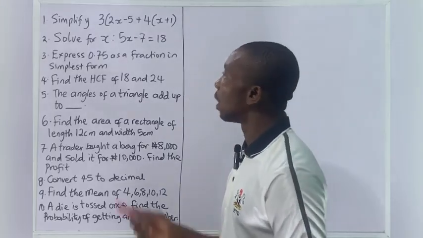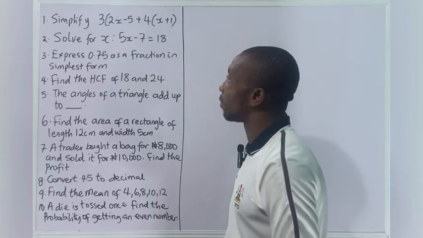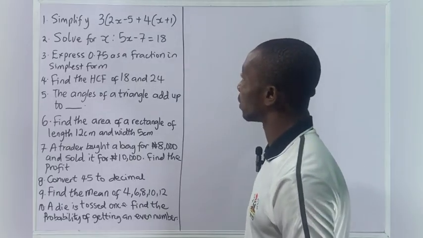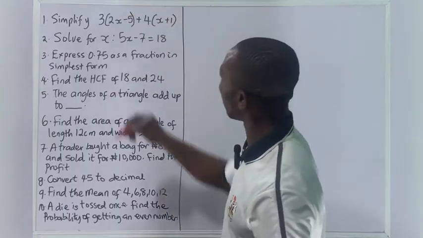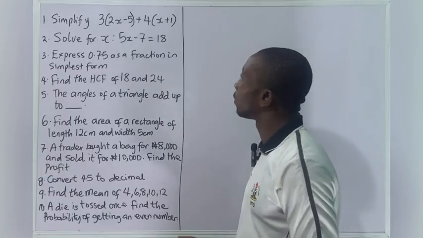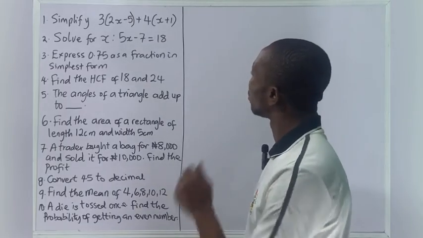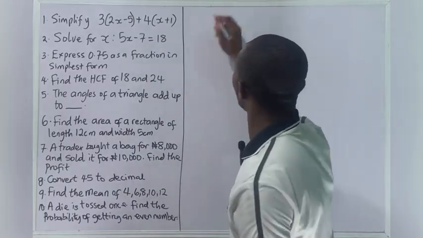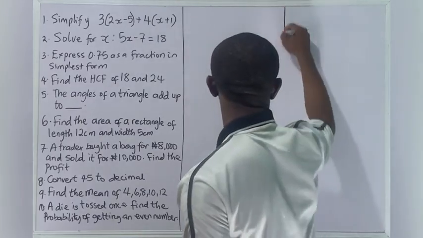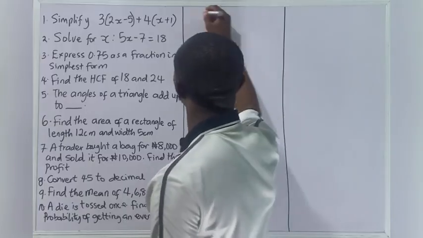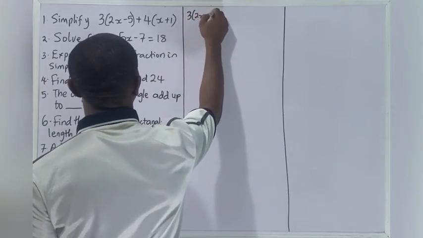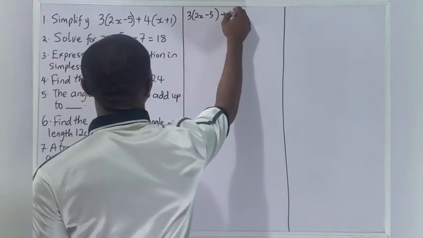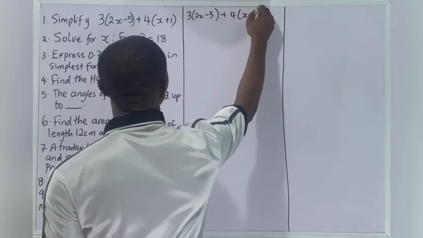Okay, now our first question says simplify 3 bracket 2x minus 5, bracket close, plus 4 bracket x plus 1 bracket close. Now in solving this, we have it as 3(2x − 5) + 4(x + 1).